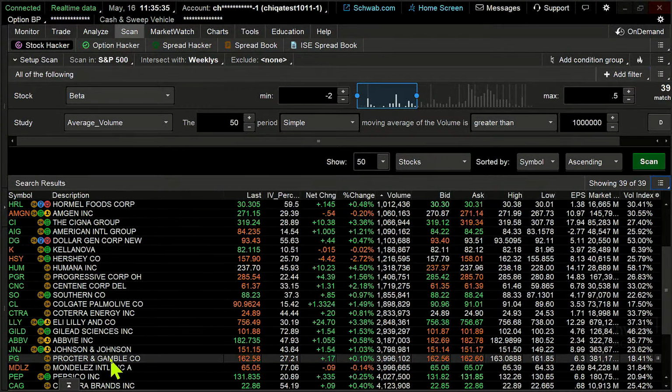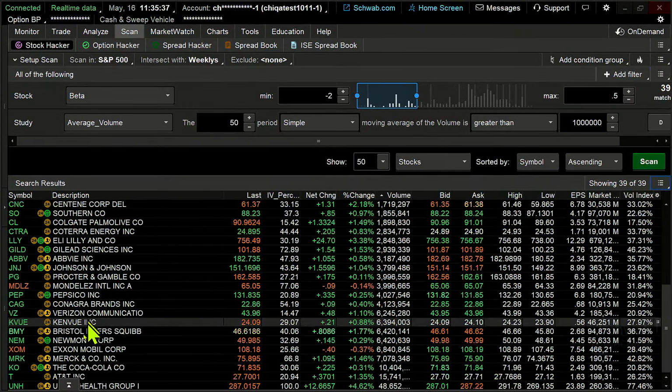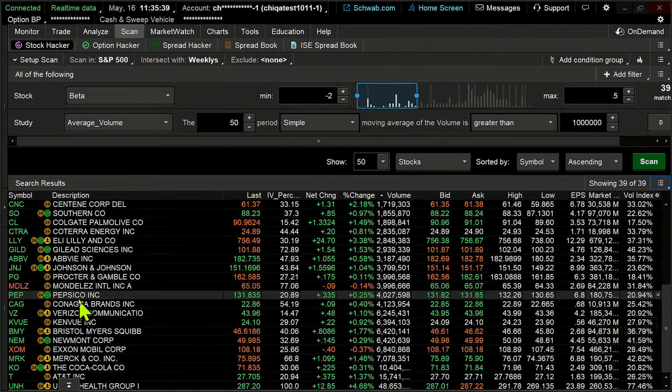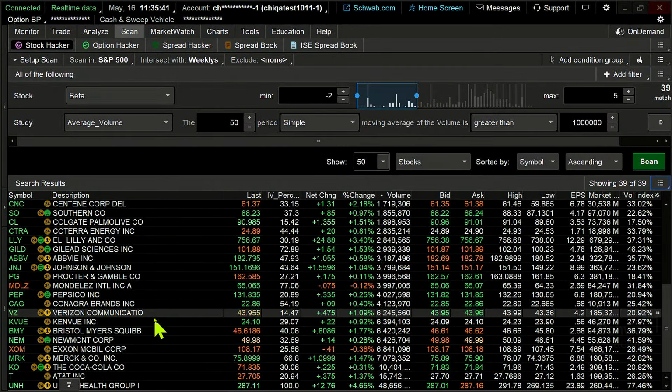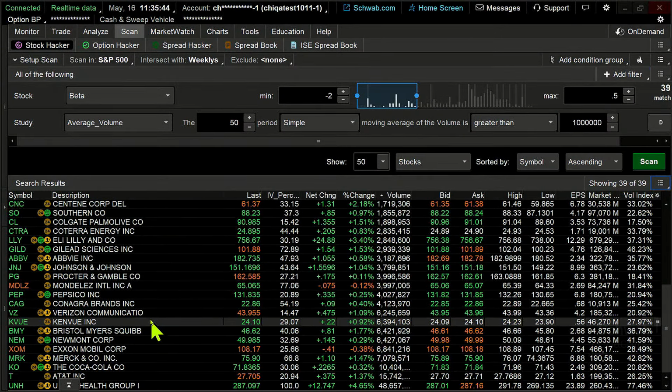Hershey, Humana, Colgate-Palmolive, Johnson & Johnson, PepsiCo, Mondelez. These aren't exactly growth stocks. These are generally going to be more defensive, slower moving than the market. So we can use this, and we can sort this list.